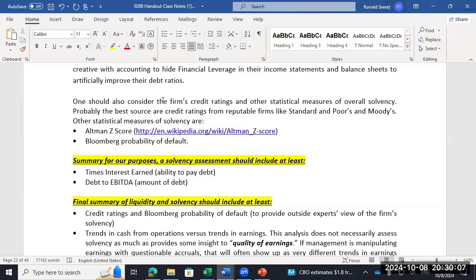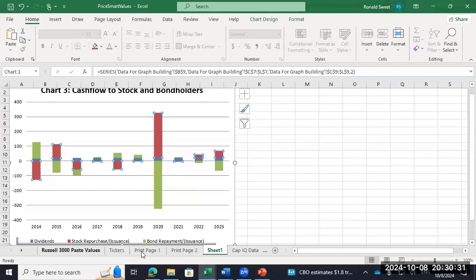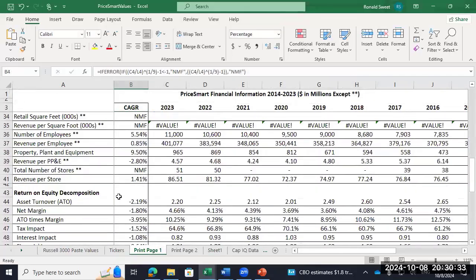The last thing we're going to do is say, hey, are there some outside parties that know this firm better than I do who have an opinion on solvency and liquidity? And there is. There's credit ratings. So we're going to bring this whole section together on liquidity and solvency by looking at their credit ratings and see if it's consistent with our opinion. And I gave you the credit ratings at the bottom of print page 1.